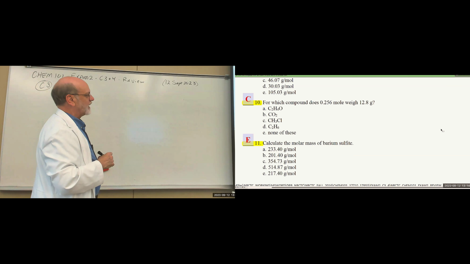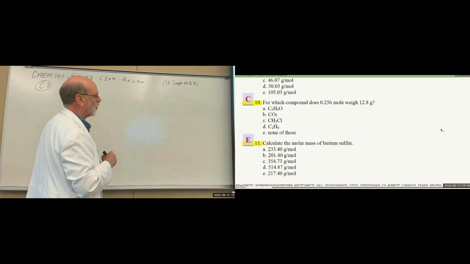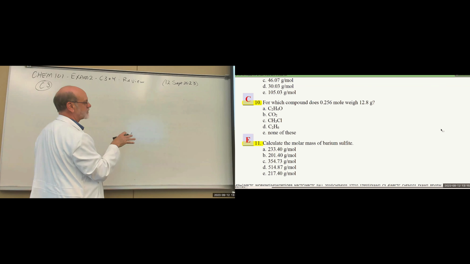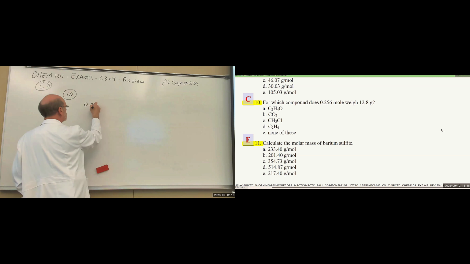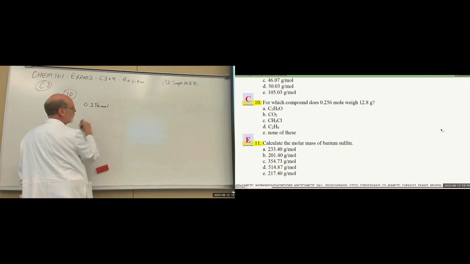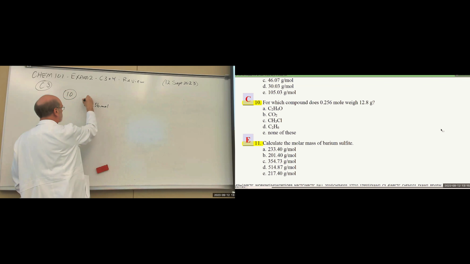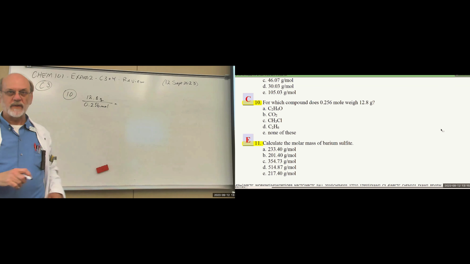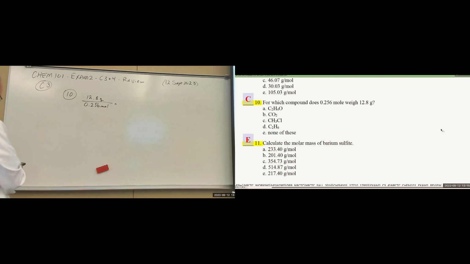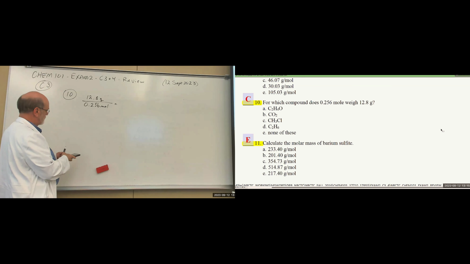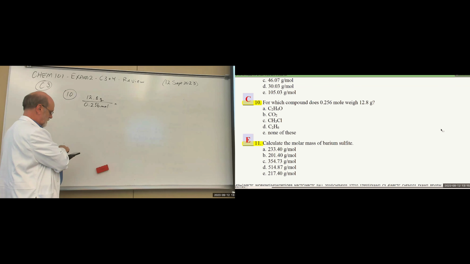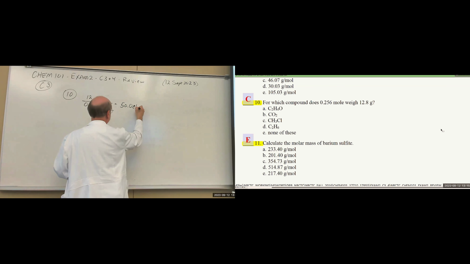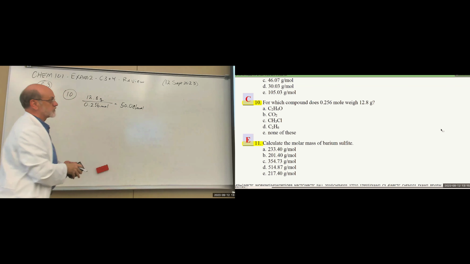10. For which compound does 0.256 mole weigh 12.8 grams? 0.256 mole weighs 12.8 grams. Grams per mole, molar mass. That works out to 50 grams per mole. All right, let's see which one of those comes close.